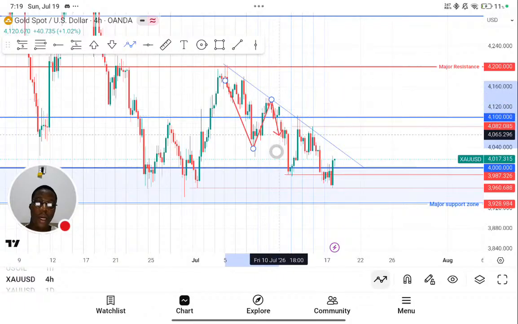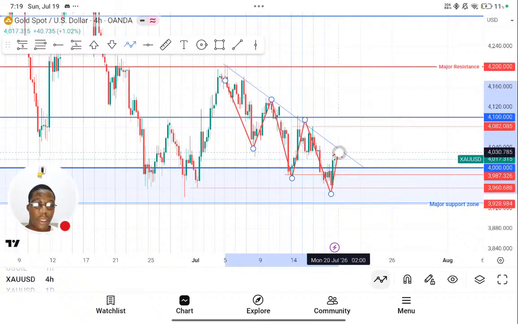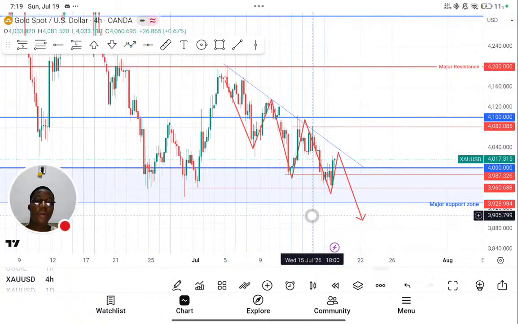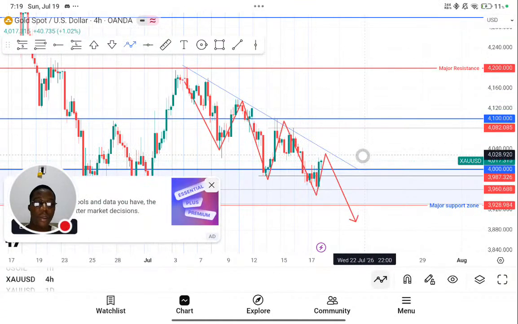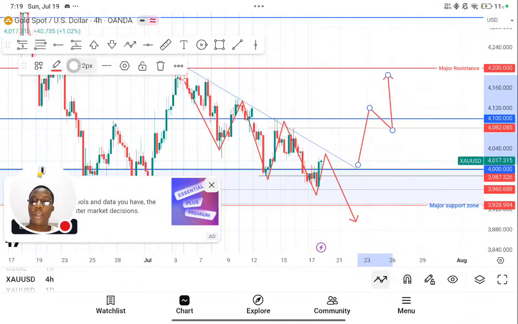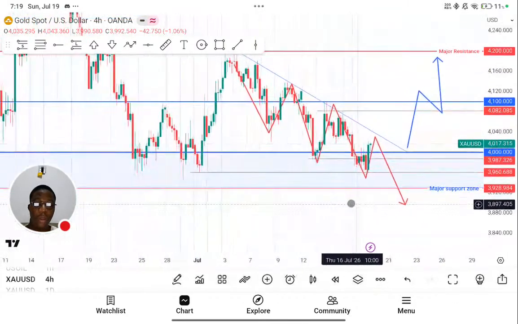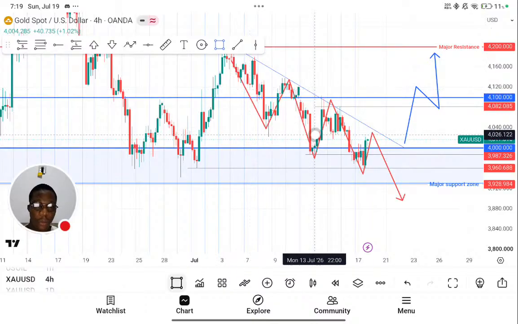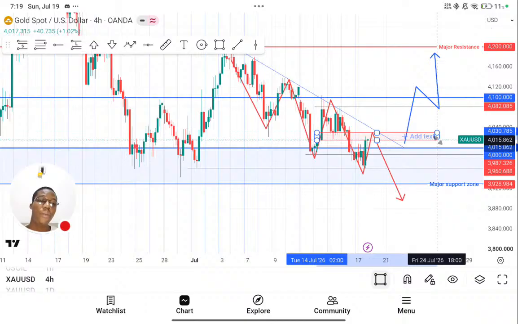lower low, lower high, lower low, lower high, lower low, come back to test this level, continue. This is the thing which should be happening. But in the case that otherwise happens and it goes on to break this high, we'll just be waiting for a retest and continue to this side. So that's what we'll be looking at on gold this week, before the market opens. Take note of this zone, which is the 12.525 level.